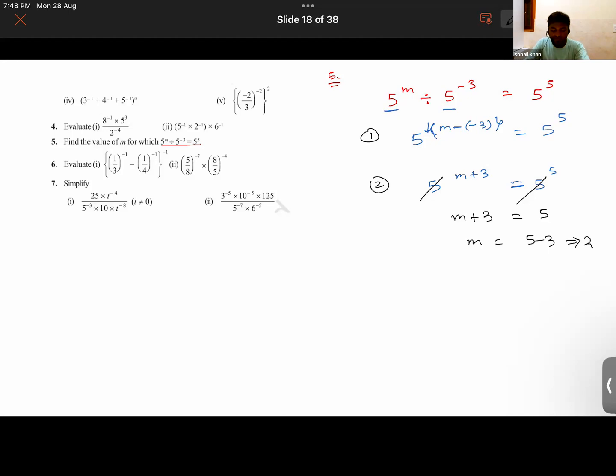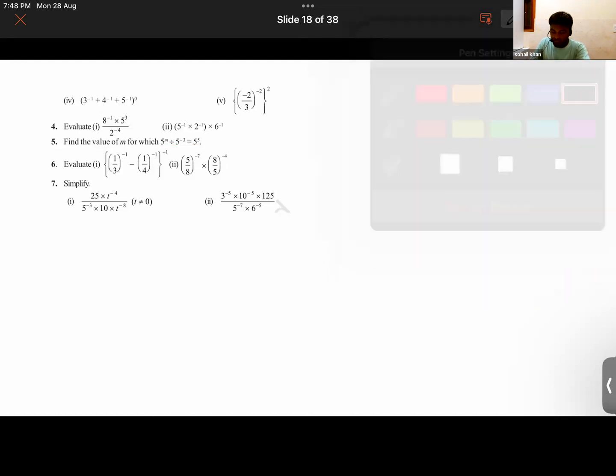In fact, you can check this also. If you were to put 2 in place of m, you will be getting 5 raised to the power 5. Why? Because we know the powers get subtracted when the bases are same and are in division. So it will be 2 minus minus 3. That will give you 5 here. Getting it now? Okay, now let's move on to the next question.